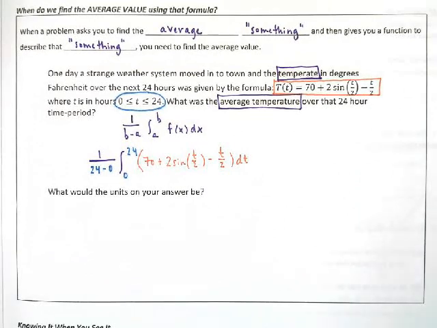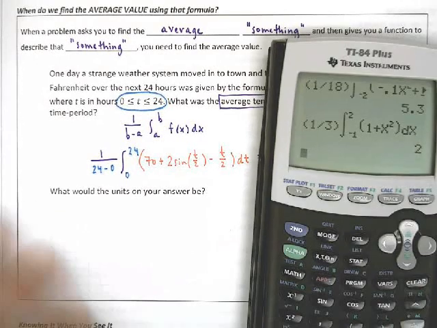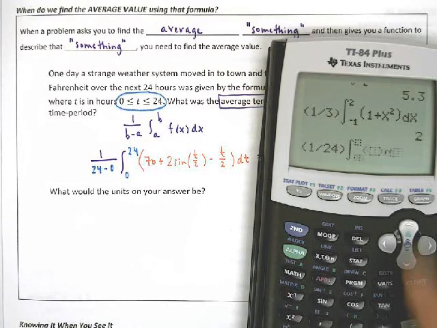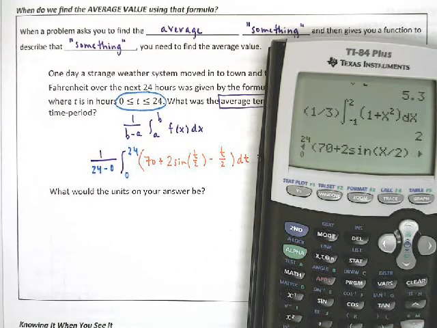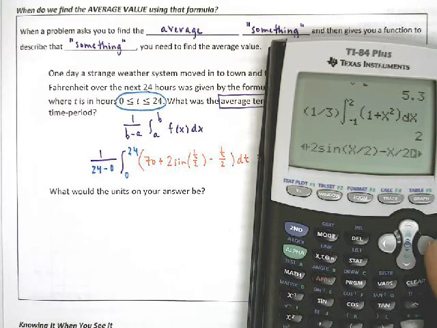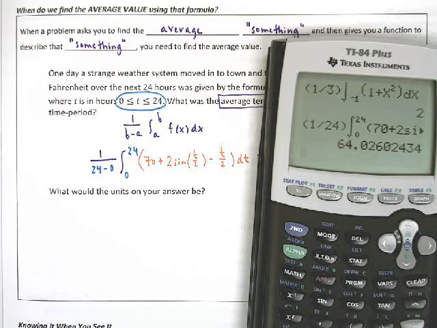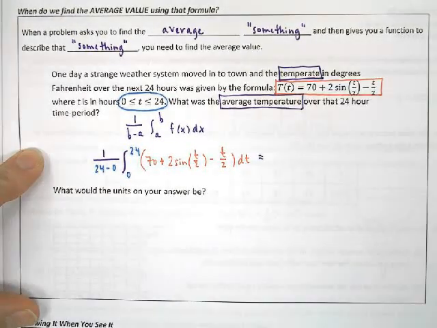And for this, we're just going to use our calculator. So I'm going to go to my calculator. I've got 1 divided by 24 times the integral from 0 to 24 of 70 plus 2 sine x over 2 minus x over 2 dx. And I get 64. Let's see if it tells me how to round. It doesn't, so I'm just going to do it to 3 places.